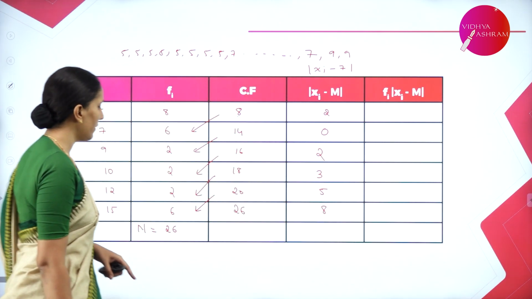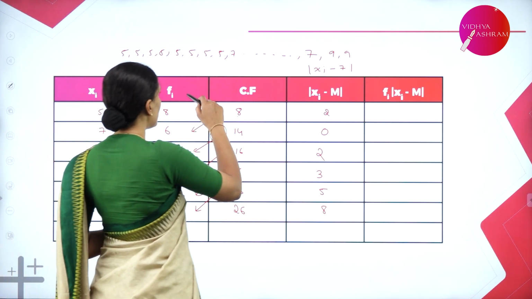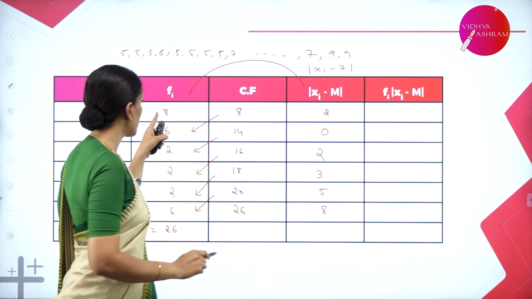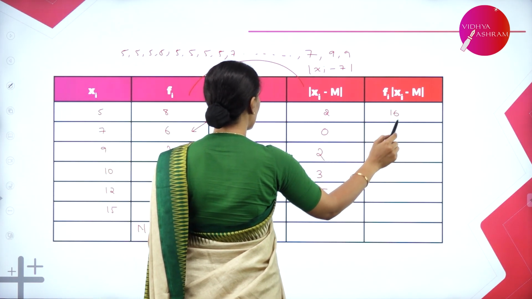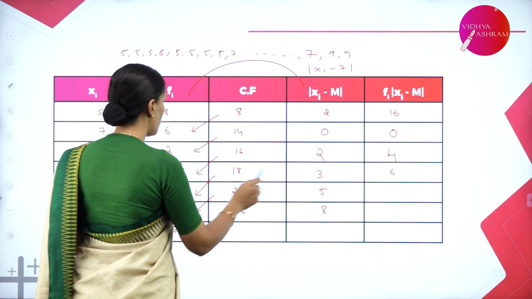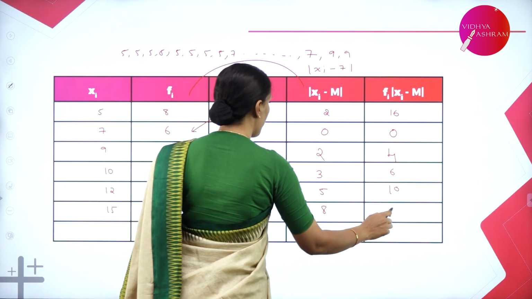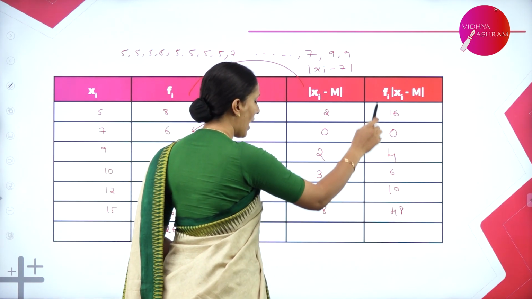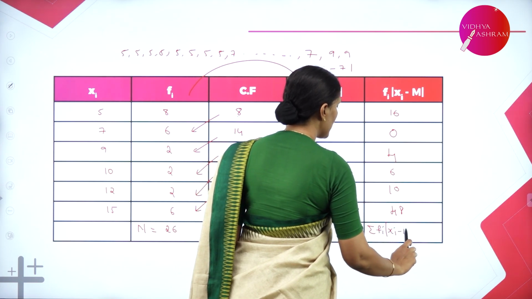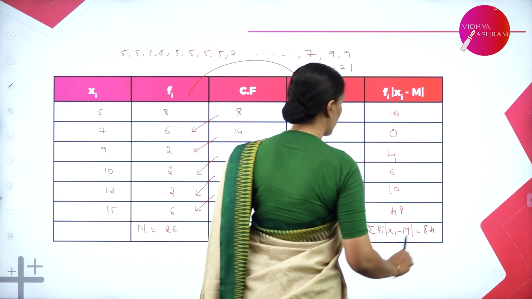Now once you have the deviation for all the terms here, the next step is the same procedure. We multiply frequency with this column. So 8 2s are 16, 0, 4, 6, that is 2 3s are 6, 2 5s are 10, 6 8s are 48. Now add these, that is summation fi modulus of xi minus m. So this is equal to 84.